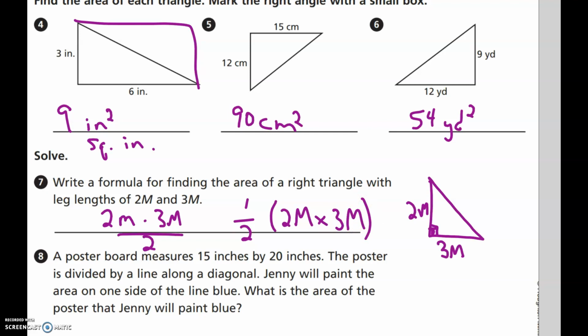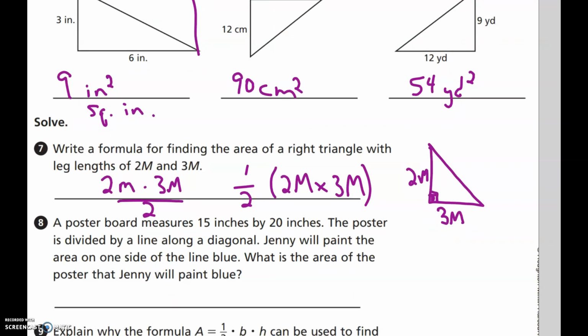One more problem before we go today. A poster board measures 15 by 20. Again, right away, I almost can't even solve a problem like this unless I draw a picture of it. So this is 15 inches, and this is 20 inches. Just like the poster board that, if you're doing a project, you go to the dollar store or Walmart or Target and buy a big poster board, that's what this is.